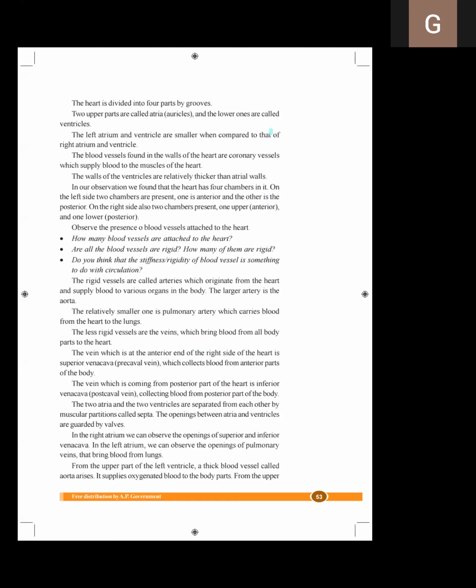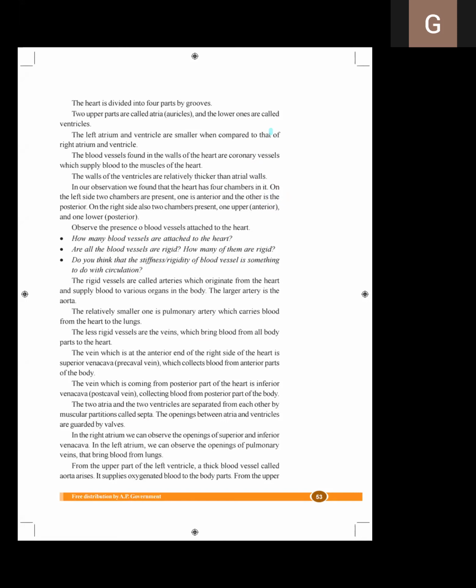Okay, how many blood vessels are attached to the heart? This we have seen now. Then, are all the blood vessels rigid? Only the arteries are the rigid blood vessels. Not all the blood vessels are rigid. Even in the case of the oldest people, we can see this kind of rigidity.